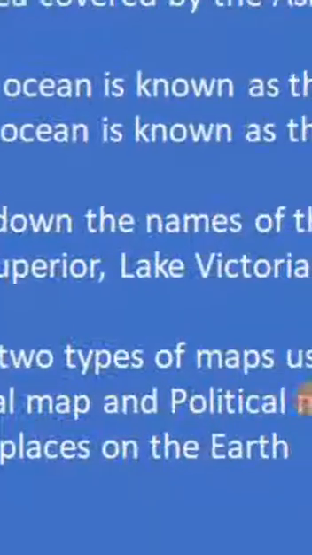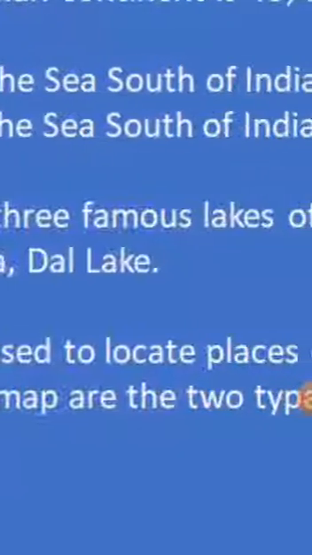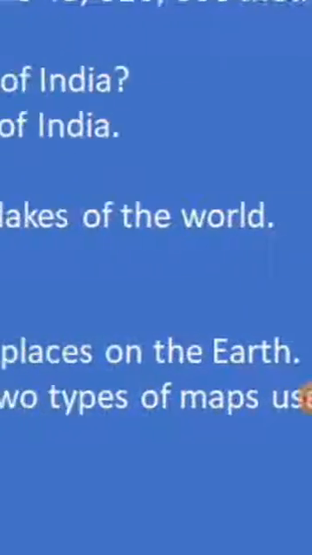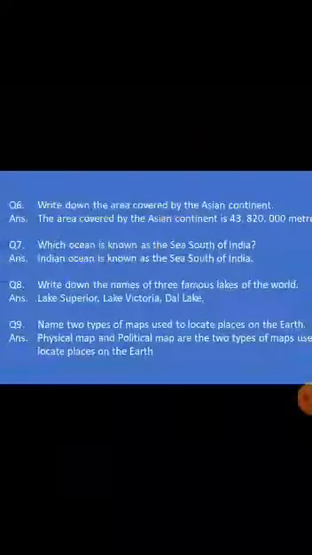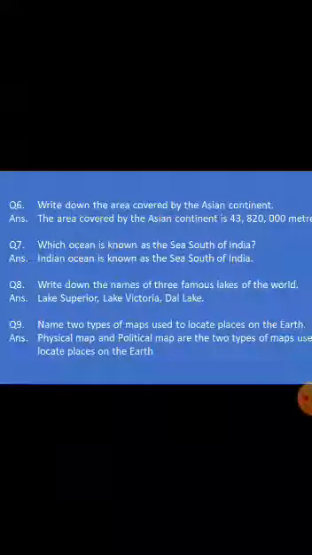Then next question. Name 2 types of maps used to locate places on the earth. Which are the 2 types of maps? The physical map and political map are the 2 types of map used to locate places on the earth. Clear this all of you? Okay. Only these short answers and the fill in the blanks you have to write in copy and learn.